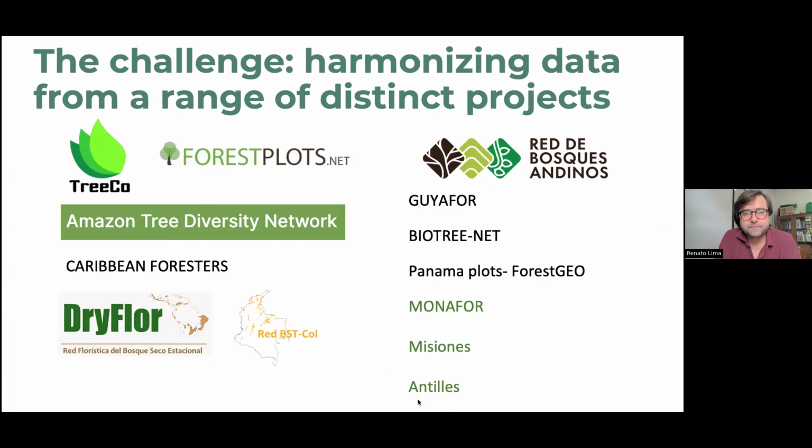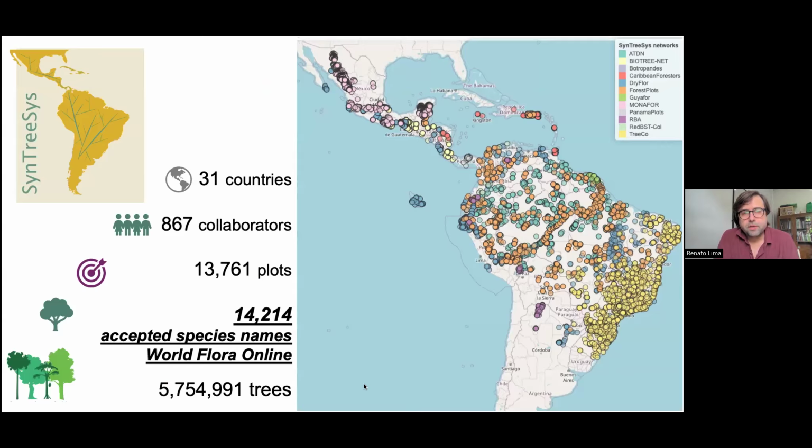Next, please, Jerome. So we're talking about compiling information from 31 different countries. We achieved a total of 867 collaborators throughout all those networks I just described. Over 13,000 plots, over 14,000 accepted species names in the World Flora Online, and we are at almost 6 million trees, combining all those inventories from all those plot inventory networks.